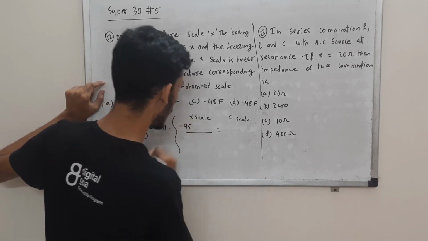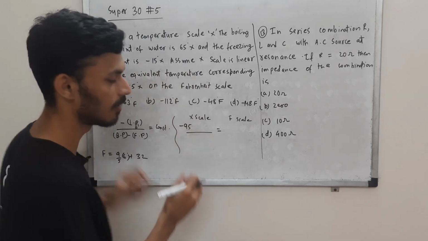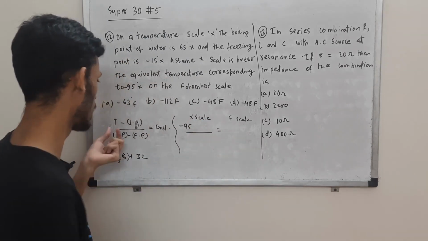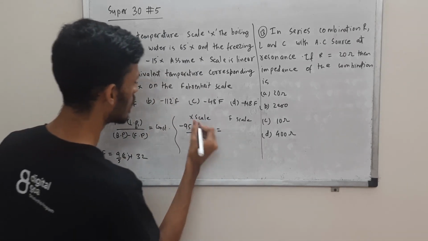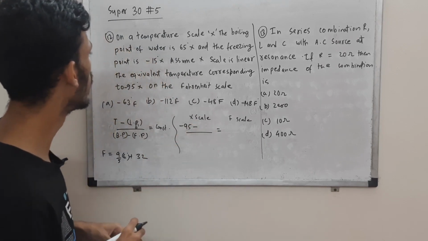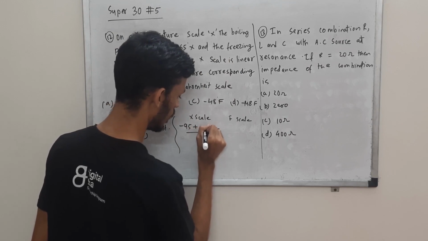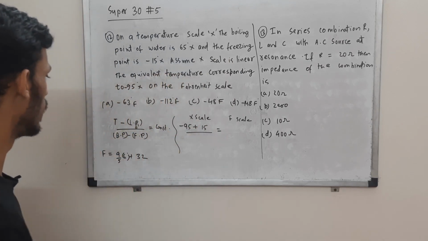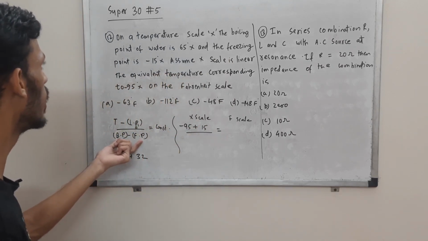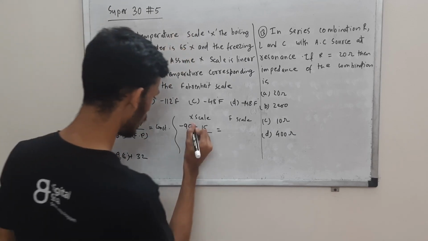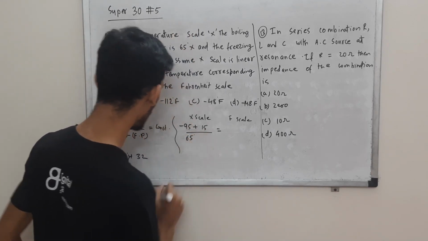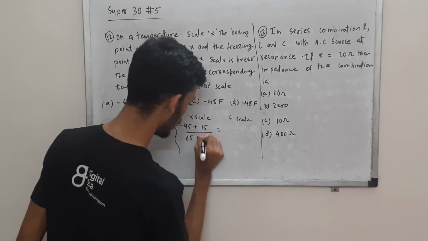So it is minus 95. This temperature we want to find in Fahrenheit. So this is the random temperature minus the lower point, which is the freezing point, minus 15. Replace it with sign, so plus 15 it will become, right? Let's come to this one. The boiling point of water is 65, and the freezing point is minus 15, replace it with sign, plus 15.